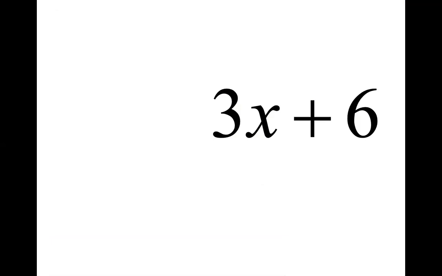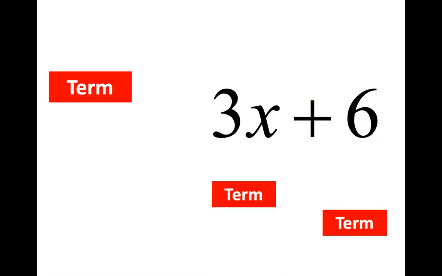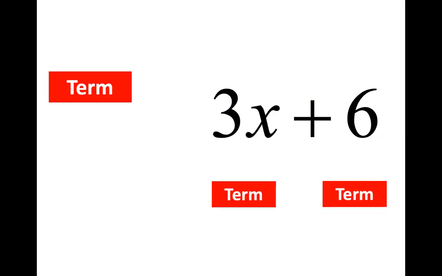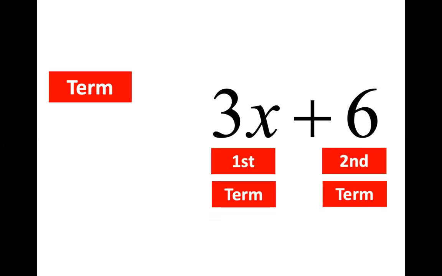So I have an expression here, 3x plus 6. How many terms do I have here? Two. Terms are separated by addition or subtraction. So the first one and the second one. You can either call them both terms, or you can be more descriptive. You can say first term, second term. First term, last term. If there were 3 of them, I could say the middle term. Terms just mean things that are separated by addition or subtraction.